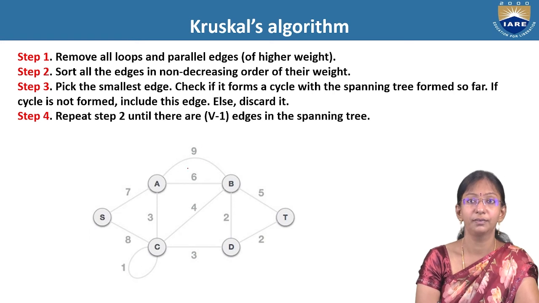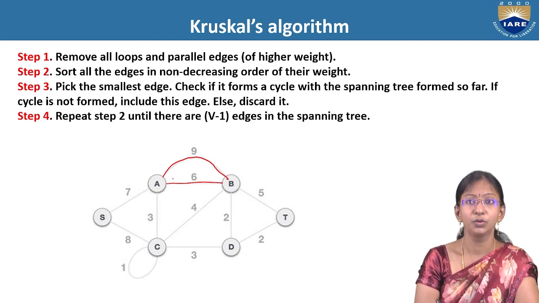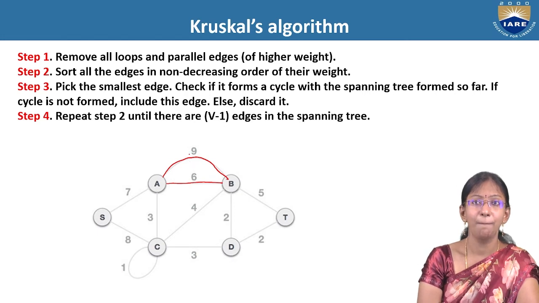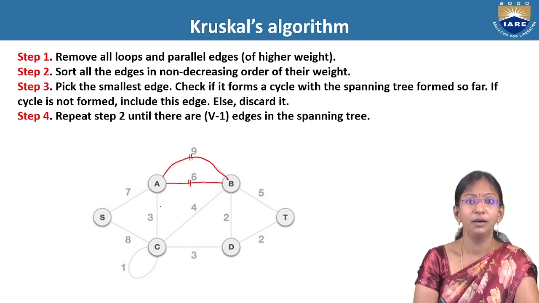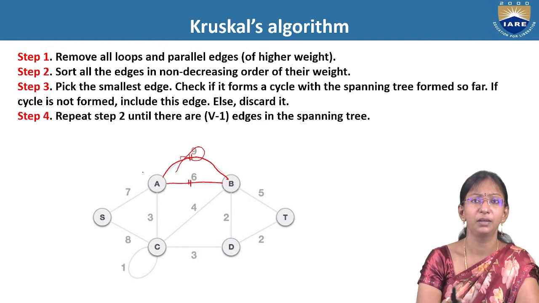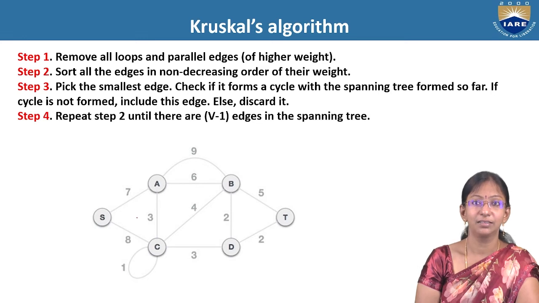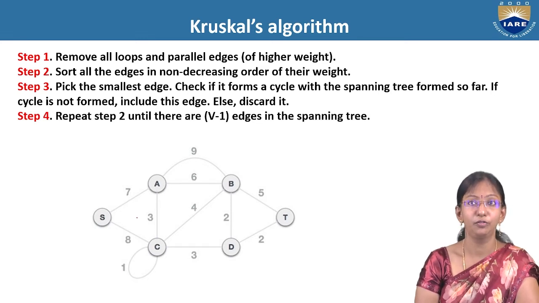Have a look at this graph. So between A and B, I have 2 edges, right? One edge is having a weight 6 and the other is having 9. Okay, so these 2 edges are known as parallel edges. Now, if you want to construct a minimum spanning tree for this one, first and foremost thing is you have to remove this one, 9, because it is overweight. Okay, so remove that.